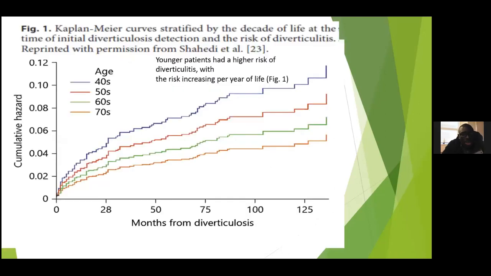And the same study also did a Kaplan-Meier analysis to assess the risk of developing diverticulosis over the years. And what is significant is that if you look at this blue line, which signifies the younger age group, the younger patients had a higher risk of developing diverticulitis, with the risk increasing per year of life. So those who are younger seem to have more risk, based on their studies.